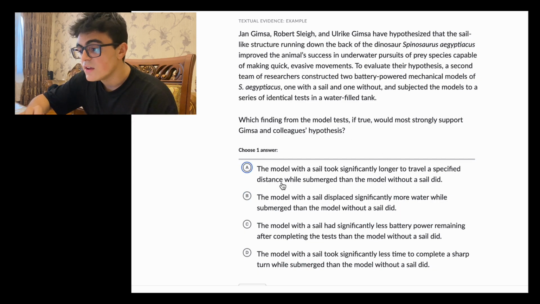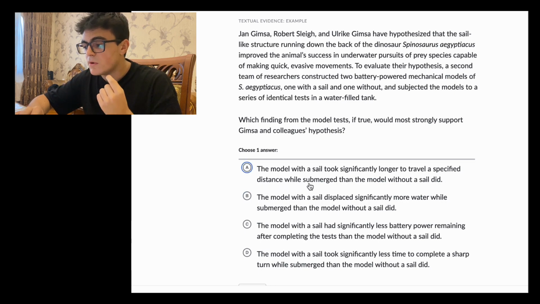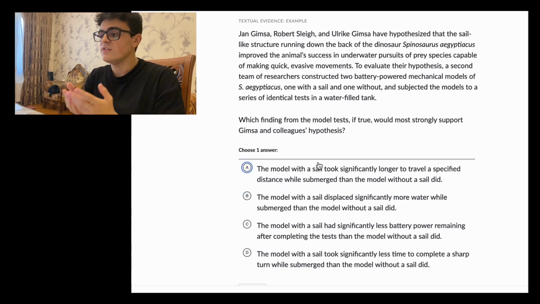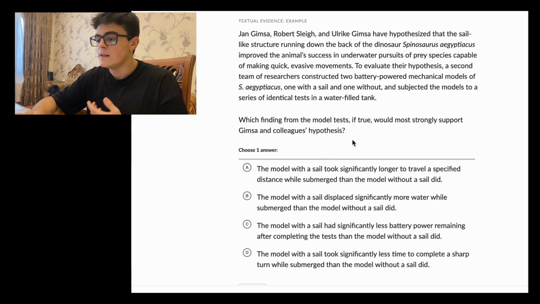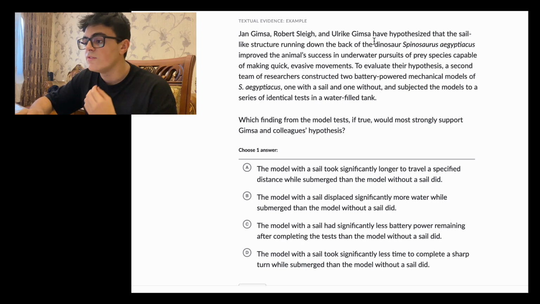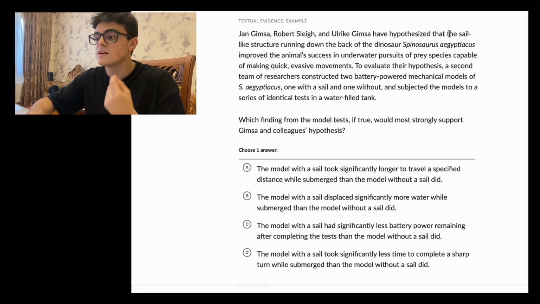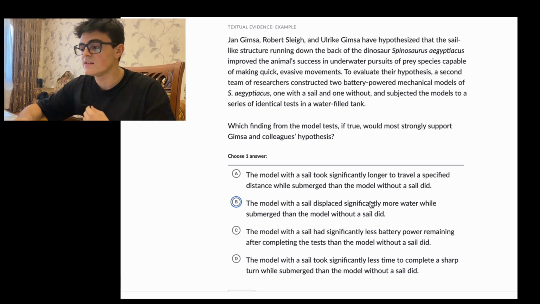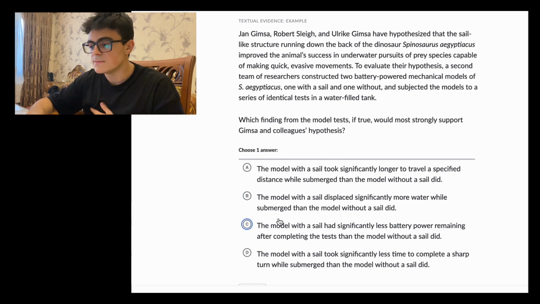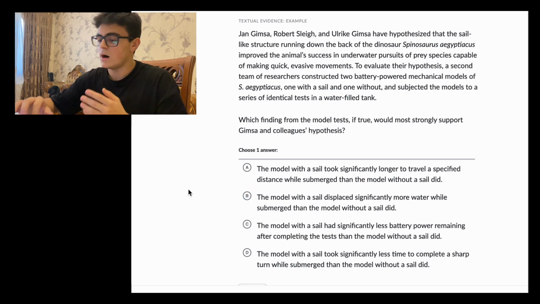Option A. The model with a sail took significantly longer to travel a specified distance while submerged than the model without a sail did. This answer says that the one with a sail took significantly longer, but we don't need that because the researchers found out that their sail-like structure made the process very quick. And that's not our answer. Option B. The model with a sail displaced significantly more water while submerged than the model without a sail did. They didn't talk about any displacing of water. That's why this isn't our answer.